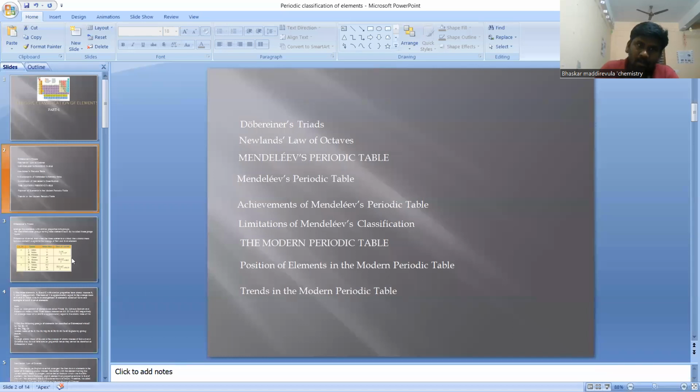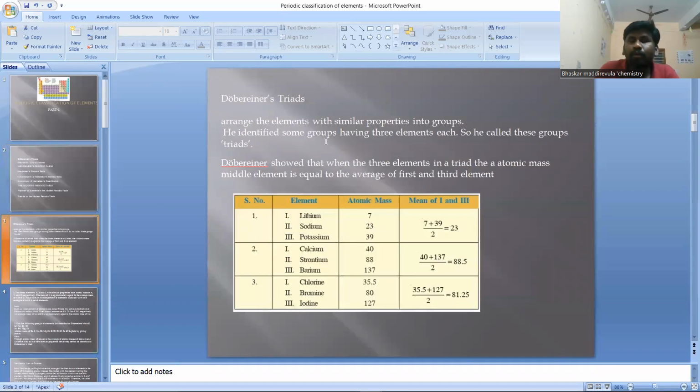What is the Dobereiner slide? It is the first periodic classification, that means the first official one. The Dobereiner slide is one of the important topics, and from here also we're getting some questions. So first we'll see how he arranged the elements.